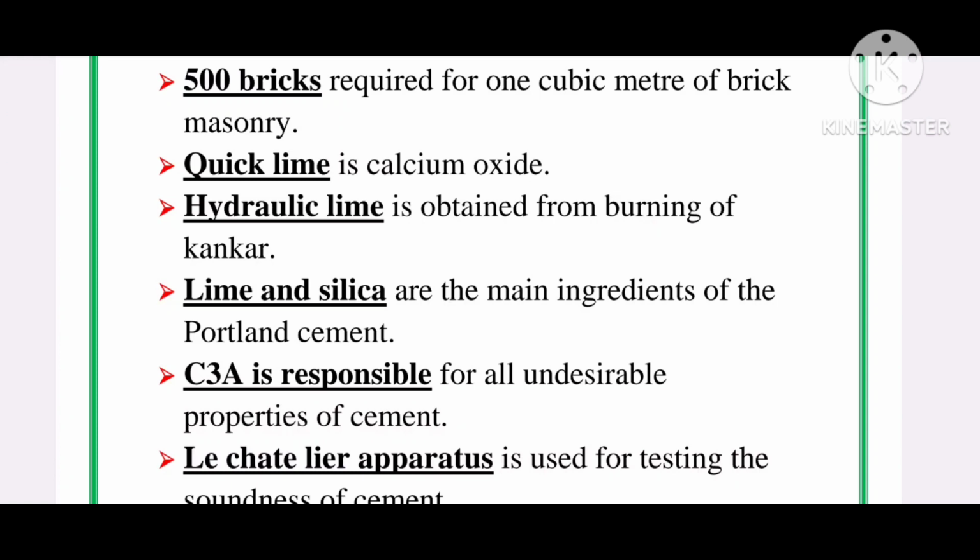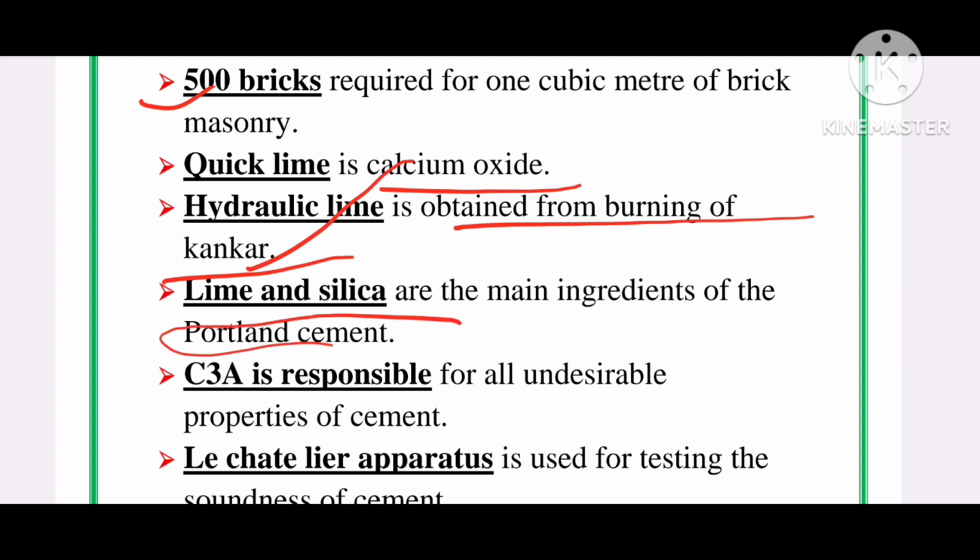This is a previous year question. Next, quicklime is calcium oxide. Next point, hydraulic lime is obtained from burning of kankar. Next, lime and silica are the main ingredients of Portland cement.